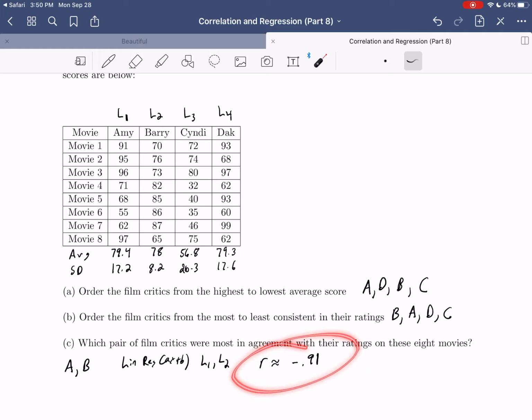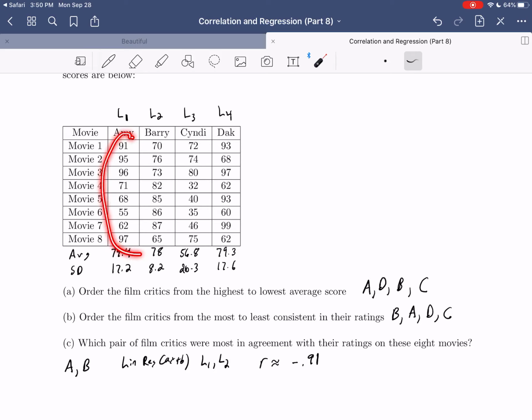Okay, so first thing we should notice here is we got a negative correlation between these two, and it's a pretty strong negative correlation. So remember what a negative correlation means. It means that as one of the variables gets larger, the other variable gets smaller. In other words, as Amy's ratings go up, Barry's ratings go down. That would actually indicate that Amy and Barry have very strong disagreement or very dissimilar tastes.